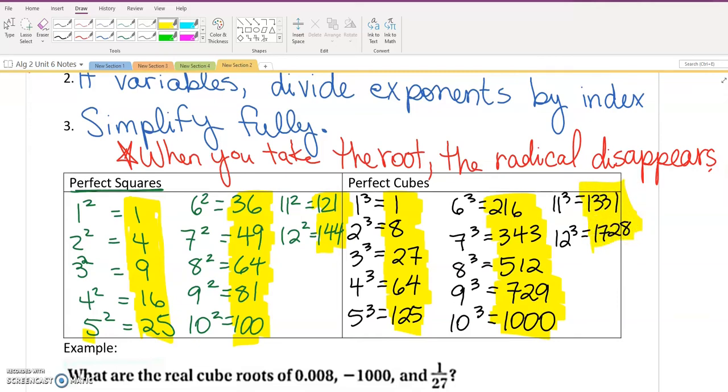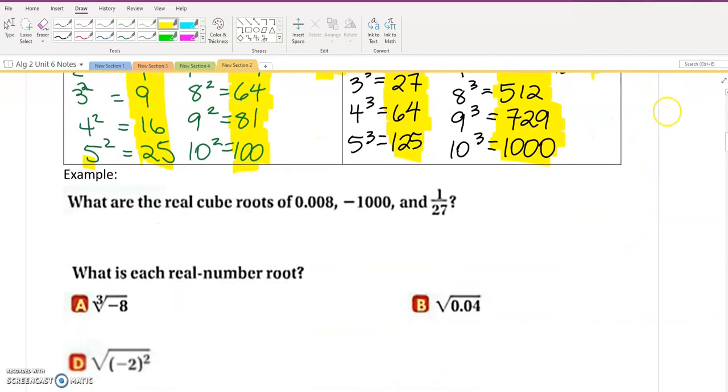There we go. So this next part says, what are the real cube roots of these 3 numbers? So when it says real cube roots, that means we're going to have our index be 3 because it's a cube, and then make our radical bar. So for example 1, the first one we're going to take the cube root of is 0.008.